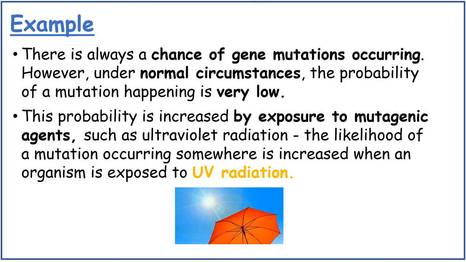For example, there's always a chance of gene mutations occurring. However, under normal circumstances, the probability of a mutation happening is very low. This probability is increased by exposure to mutagenic agents, such as UV radiation. The likelihood of a mutation occurring somewhere is increased when an organism is exposed to UV radiation.